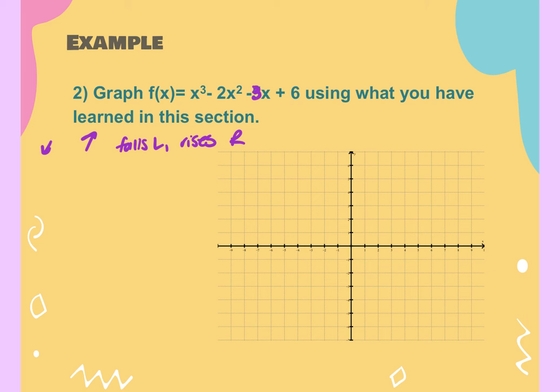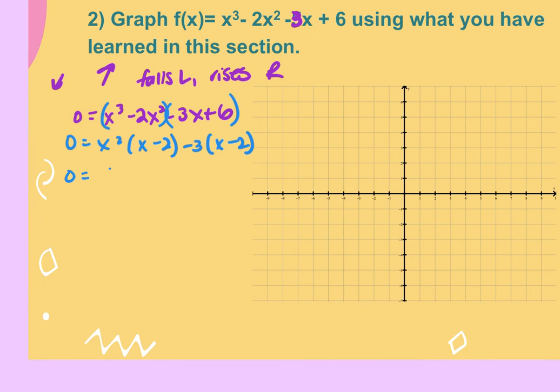Then I want to find my zeros. So 0 equals x to the third minus 2x squared minus 3x plus 6, and factor by grouping. So I take out an x squared and I get x minus 2, take out a negative 3 and I get x minus 2, and I get 0 equals x minus 2 times x squared minus 3. Can I factor the x squared minus 3? No. So when I split and solve this, the left side, I get my easy root, which is 2.